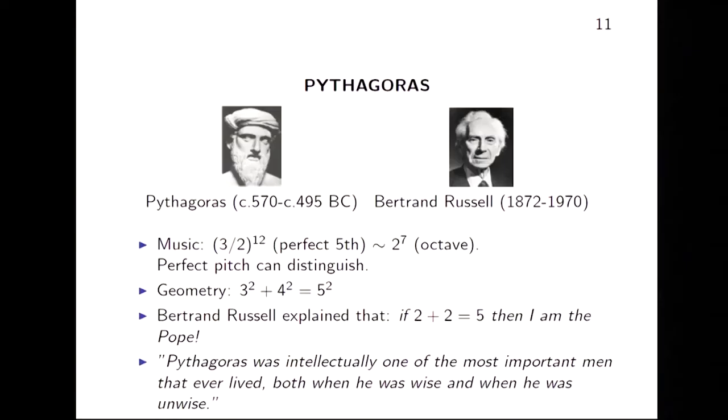Well, Pythagoras, whose dates are there, lived 2,500 years ago. He made two fundamental observations, not necessarily discoveries, but he was the first person to realize their significance. First was to do with music. Now, I'm not a musician, but I'm told by my friends who are that there's something called the perfect fifth, something called the octave, and the numbers are such that (3/2) to the power 12 is extremely close to 2 to the 7th, but not quite. There's a very, very small error.